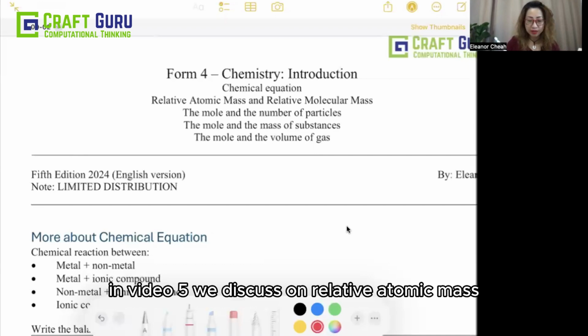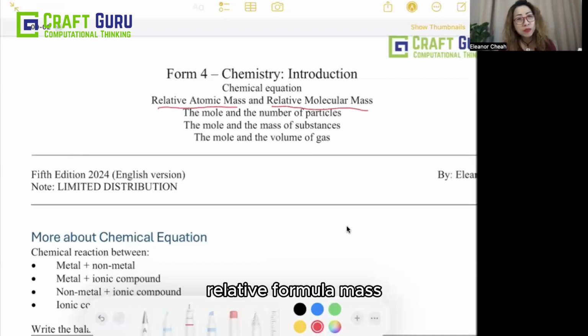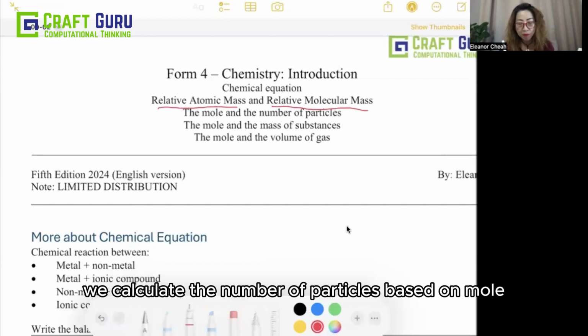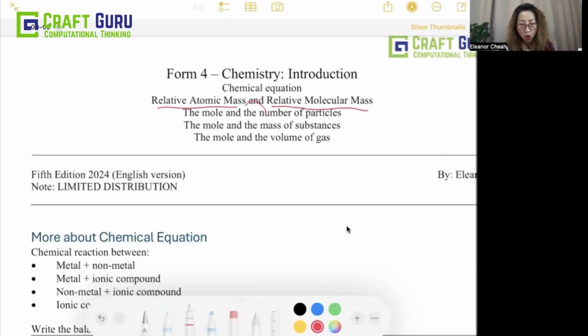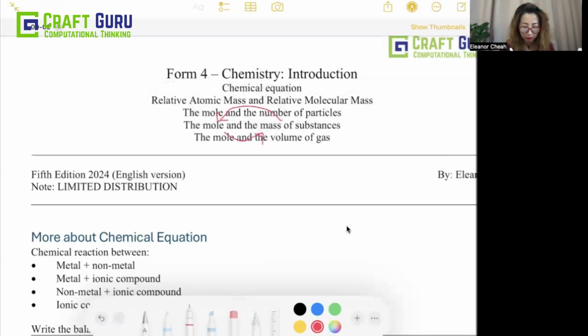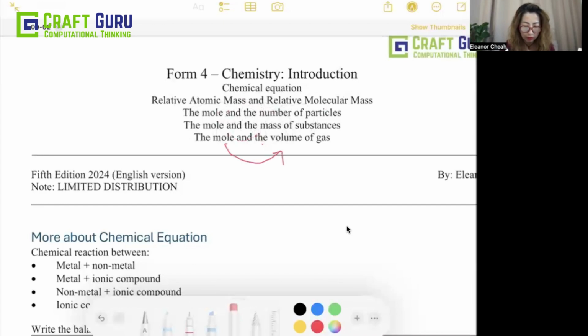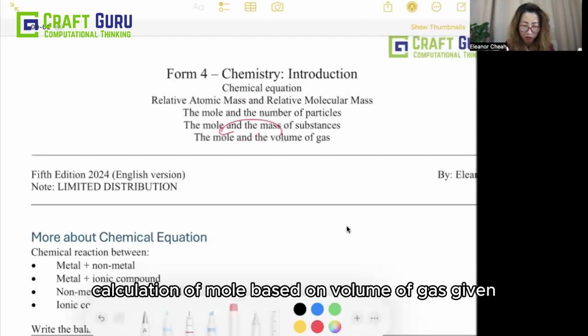In video 5, we discussed relative atomic mass. We also talked about relative molecular mass and relative formula mass. We calculate the number of particles based on mole or the other way around. We also calculate the mass based on the mole given or the other way around. Now let's take a look at the relationship between mole and volume of gas, or the other way around, calculation of mole based on volume of gas given.